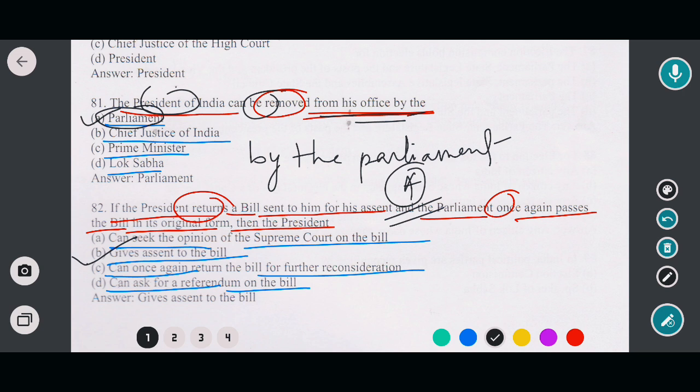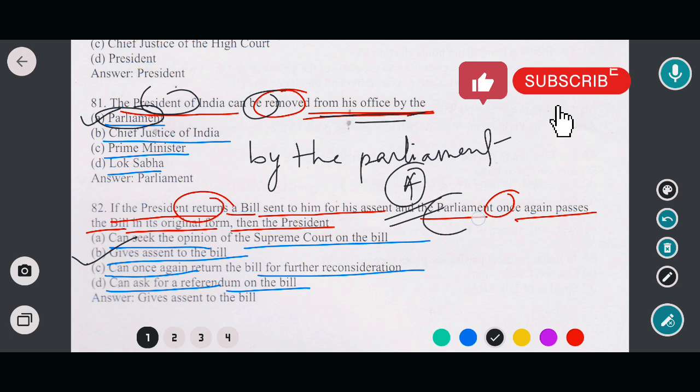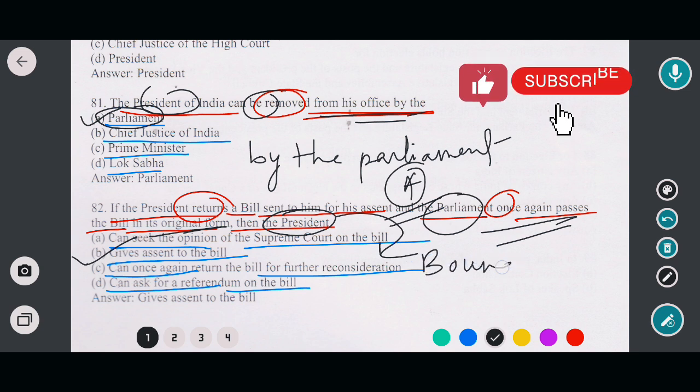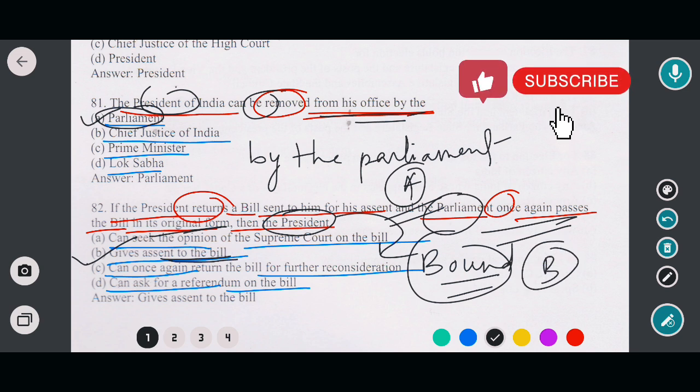That means if any bill is sent to the President for his assent for the first time, then at that time the president can return the bill. Okay, but after that, if the parliament again passes the bill in its original form and sends it again to the president, then at that time the president is bound, bound to give his assent on that particular bill. So in this case, option B would be the correct answer.